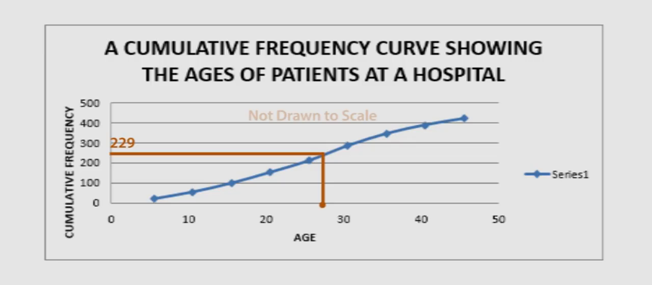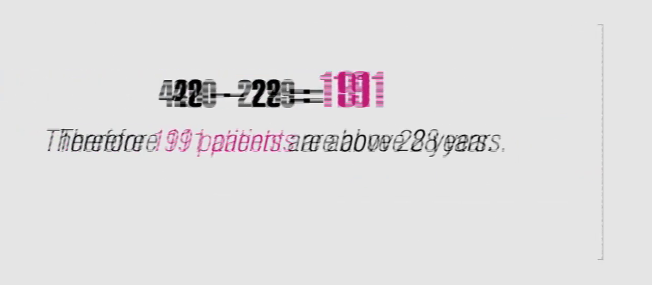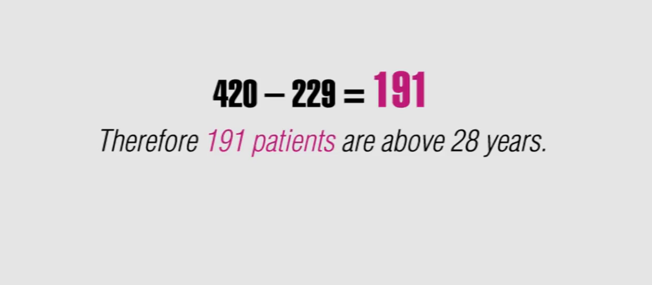So how many patients are aged above 28? It's so simple, a simple subtraction. We just deduct 229 from 420, and we are going to have a total of 191 patients who are aged above 28. And that solves the problem.